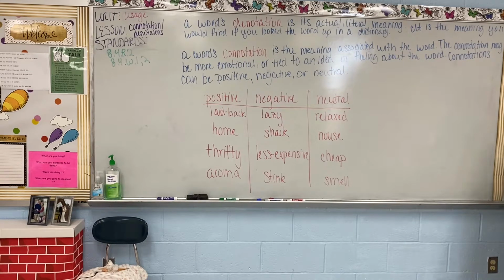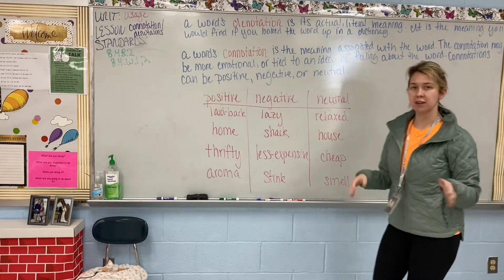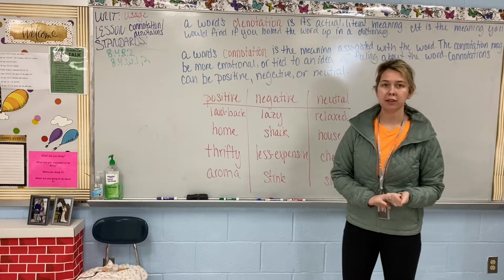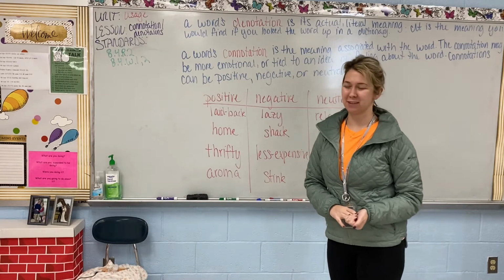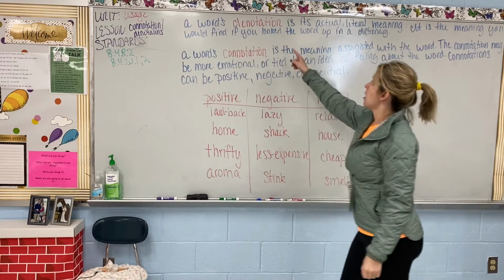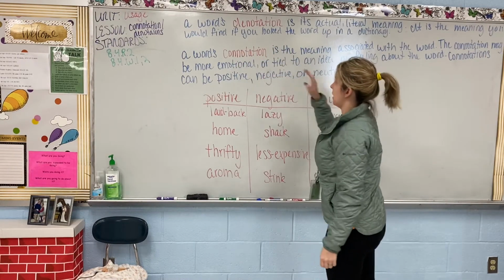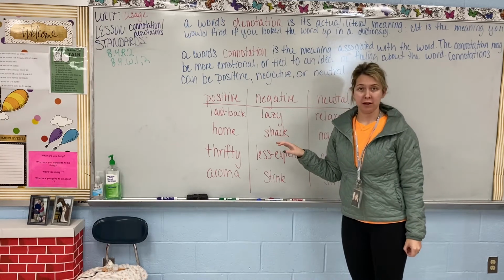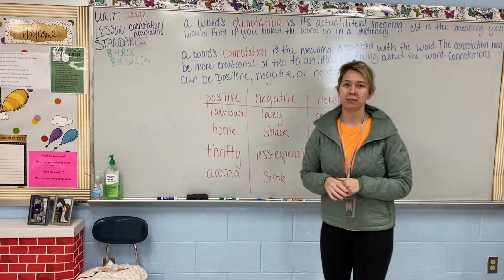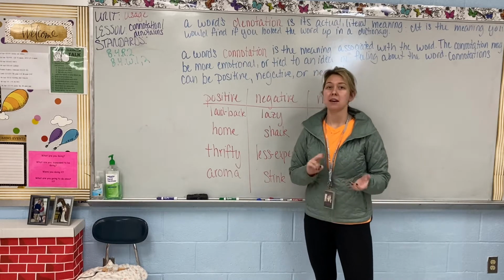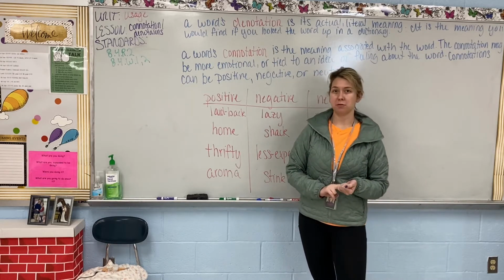So this lesson is going to be over connotation and denotation. First of all, you need to know the definition of both of those in order to understand how we're moving forward today. So a word's connotation, we'll start there. That's basically what you guys are going to be doing today, just figuring out if a word's connotation is associated as negative, positive, or neutral.